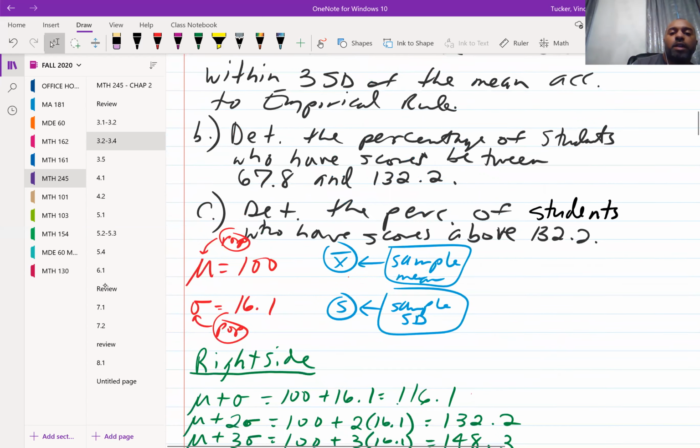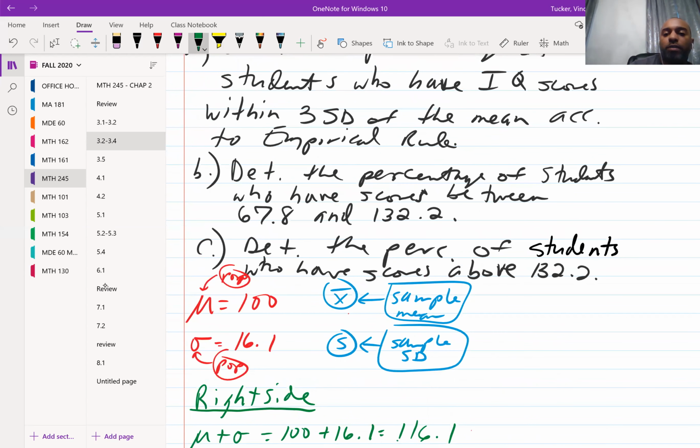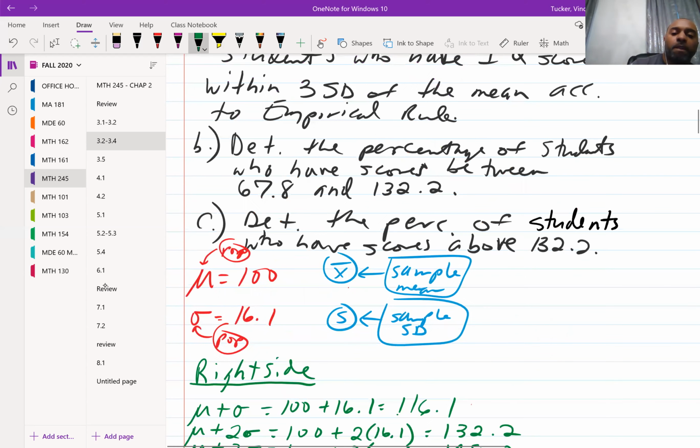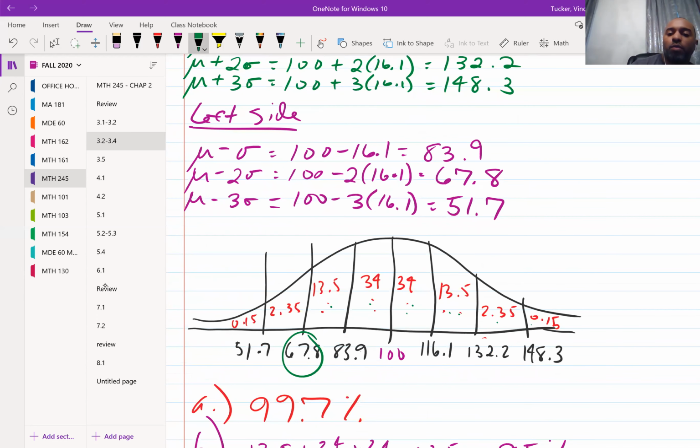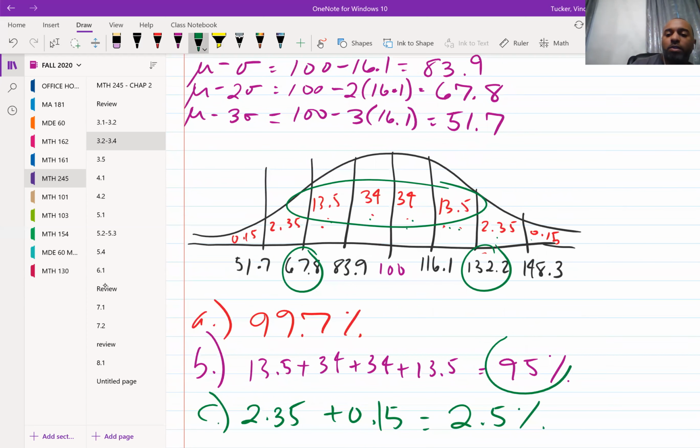B says determine the percentage of students who have scores between 67.8 and 132.2. So what you would do is just go to your values, 67.8, 132.2, and you would add the percentages between the two values. So that's 13.5, 34, 34, and 13.5. You add those together, you get that 95%. All right. Questions on that one?